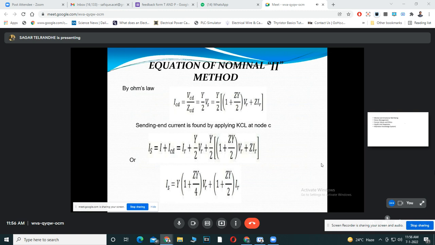Sending end current is found by applying KCL at node C such that IS is equal to I plus ICD. But I is nothing but IR plus Y by 2 VR, plus Y by 2 times ((1 plus ZY by 2) VR plus ZIR). IS is equal to Y (1 plus ZY by 4) VR plus (1 plus ZY by 2) IR.